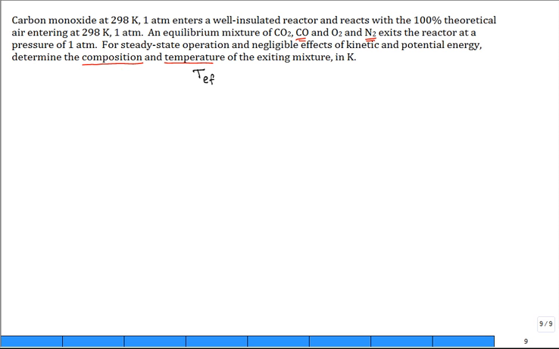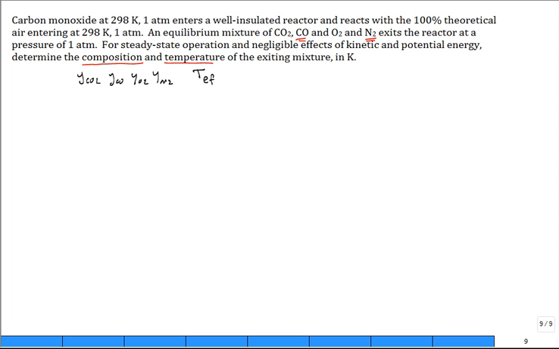And then what are we asked to solve for here? Well, we could put in y of CO2, y of CO, y of O2, and y of N2. Wouldn't that be a good description of the composition of our mixture? It sure would. So let's go ahead and start this problem.